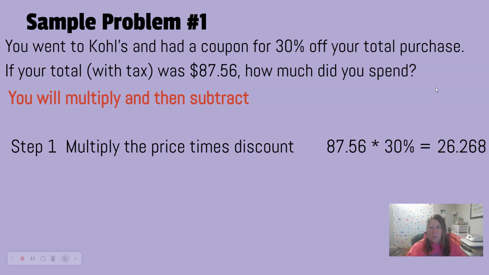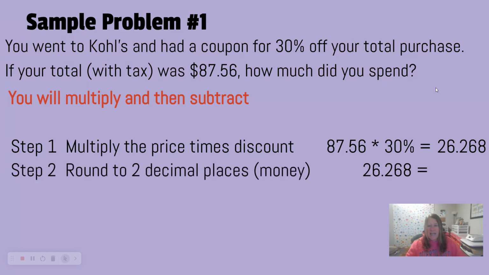No. Why can I not use that number? Because I have 3 decimal places and I can only have 2. So I have to round. At this point, you ought to be pros at rounding. But if I'm going to round that to the nearest cent or the second decimal place, I'm going to look at the third decimal place, which in this case is the 8.